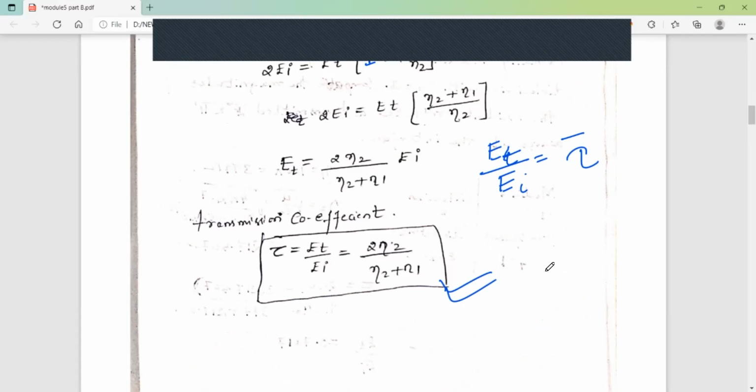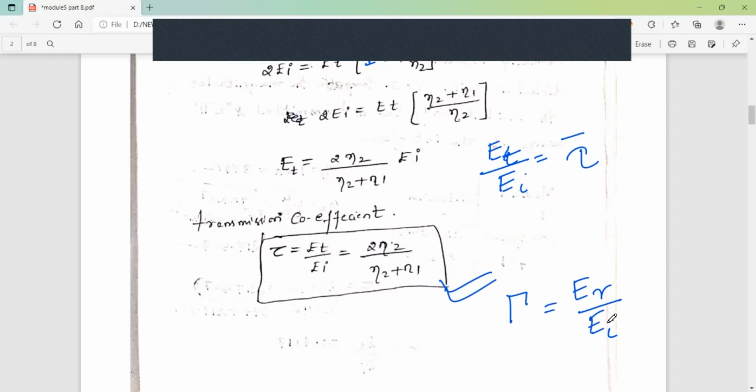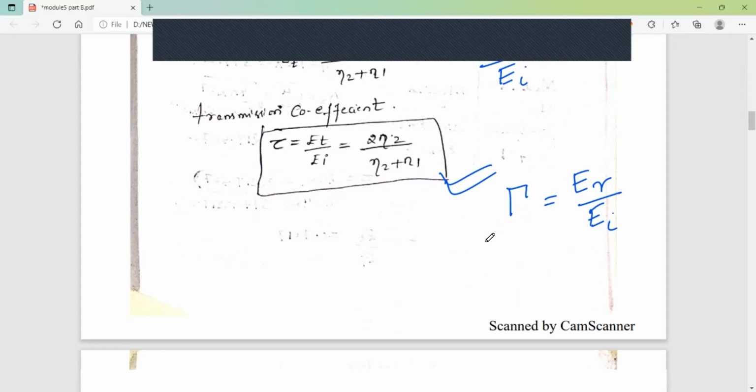Similarly, we are going to derive the expression for the reflection coefficient also, which is given as capital lambda. This is tau, this is capital lambda. That is nothing but the reflected wave versus the incident wave. That is the reflection coefficient. This is transmission. Now we are going to go for the reflection coefficient. So let us go into that.